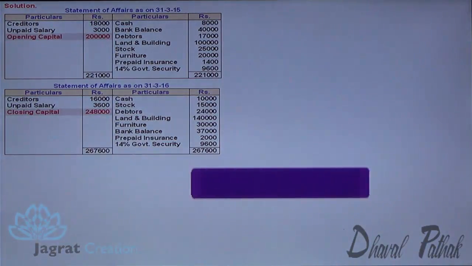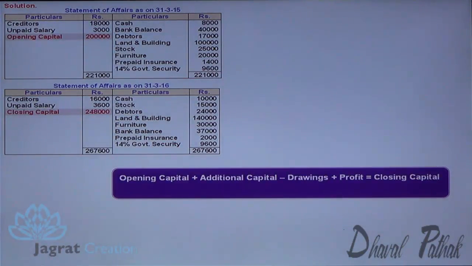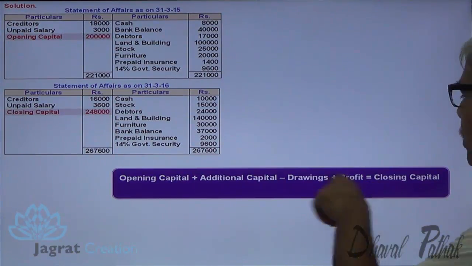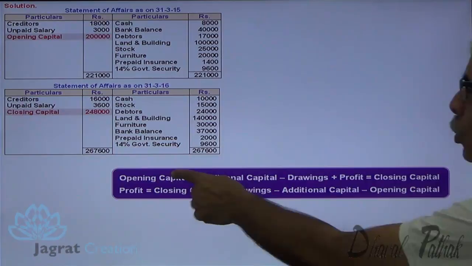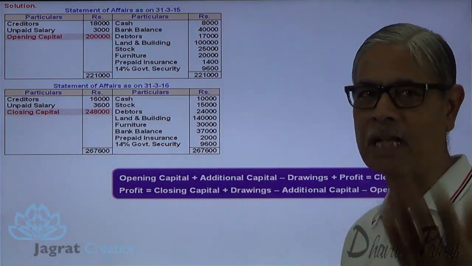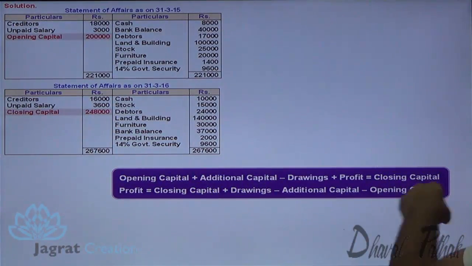Now after doing these things, I should prepare a capital comparison statement on the basis of the understanding that opening capital plus additional capital minus drawings, meaning withdrawal of capital, plus if you add profit, then you will get the closing balance of capital. So if you make profit the subject of the equation, then profit is equal to closing capital, drawings are transferred to the opposite side, so plus drawings, opening capital and additional capital are also transferred to the opposite side, so they are deducted.